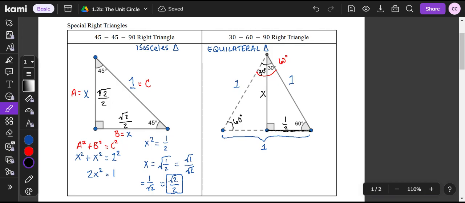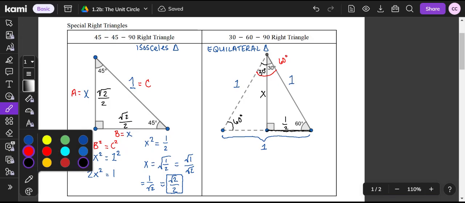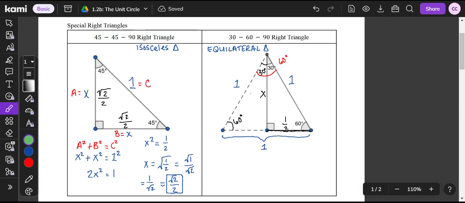And once again, I'm going to use the Pythagorean theorem. If I set this equal to a, this equal to b, and this equal to c, I can go ahead and set up my Pythagorean theorem below. A squared plus b squared is c squared. Plug in what I know. A becomes x, b becomes 1/2, and c becomes 1.